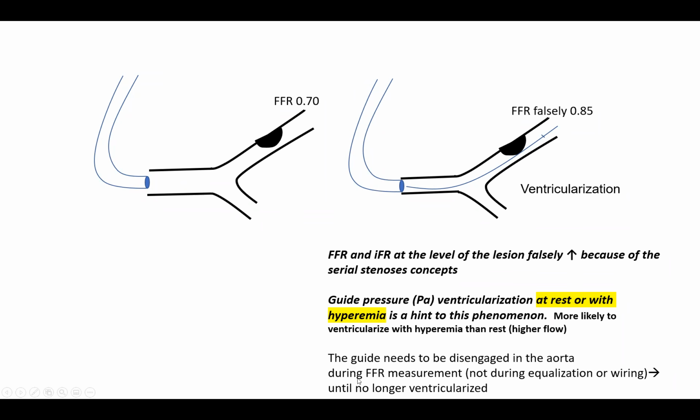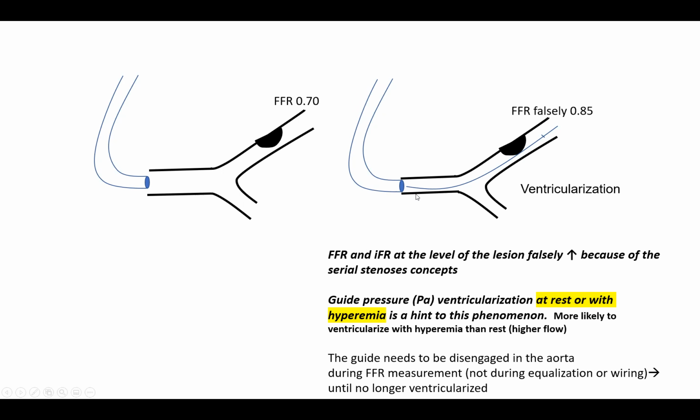So the guide needs to be disengaged in the aorta during FFR measurement until no longer ventricularized. Now, some doctors say that you should also disengage while you're doing equalization. I don't believe that's true. You don't need to disengage your guide during equalization, meaning when your pressure sensor is here and you're equalizing aortic and coronary wire pressures. Because during equalization, you are just correcting for error of zeroing and leveling of the transducer, and you are ensuring that both pressures are equally leveled just inside the guide. Flow has no relevance to that.